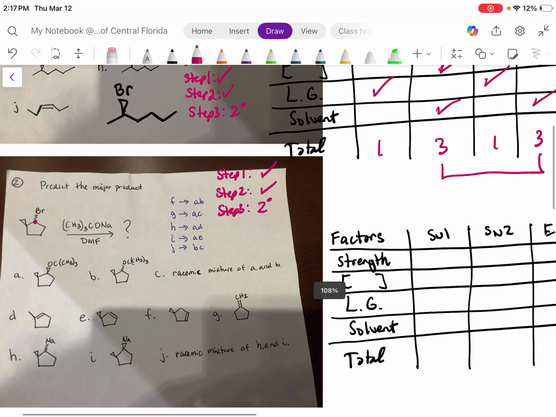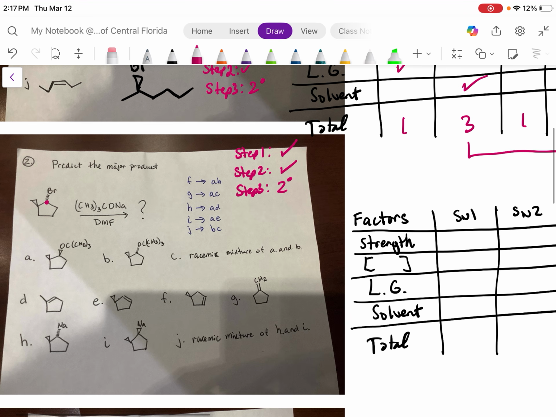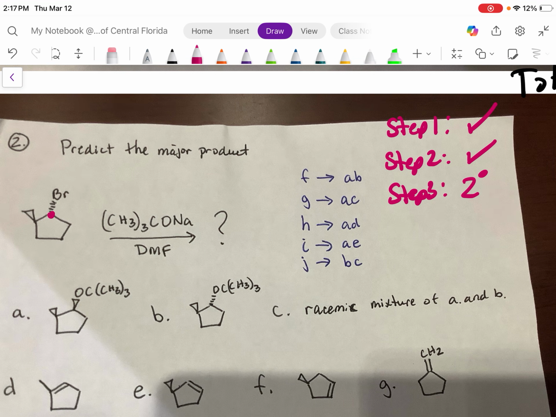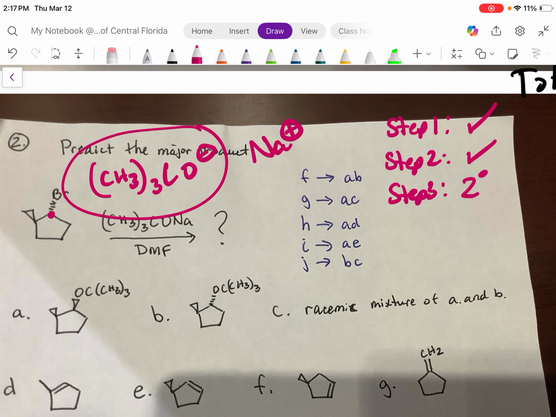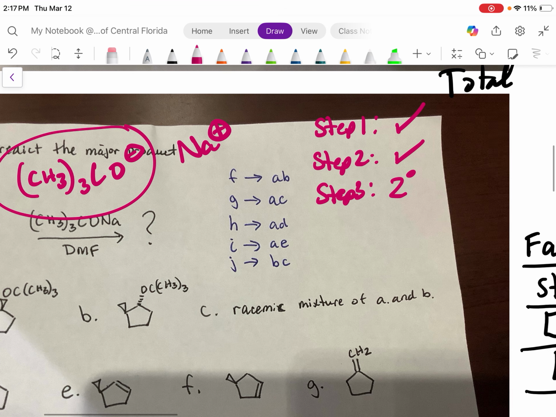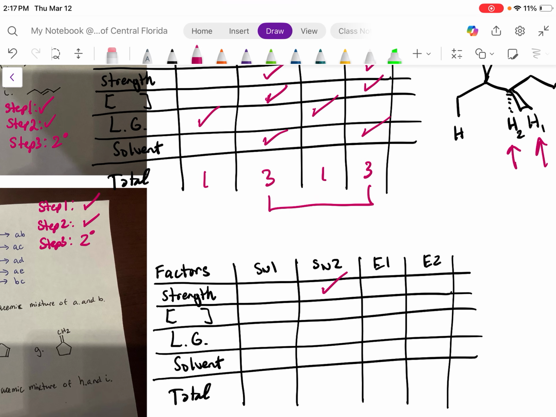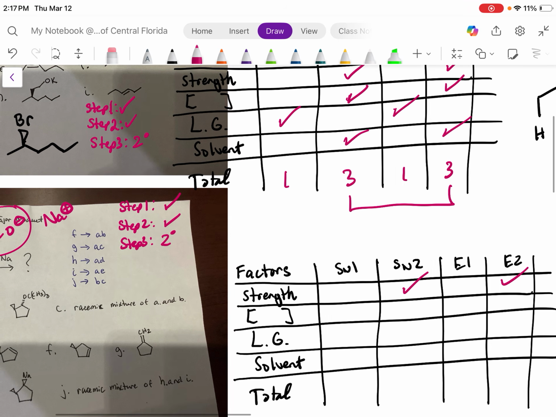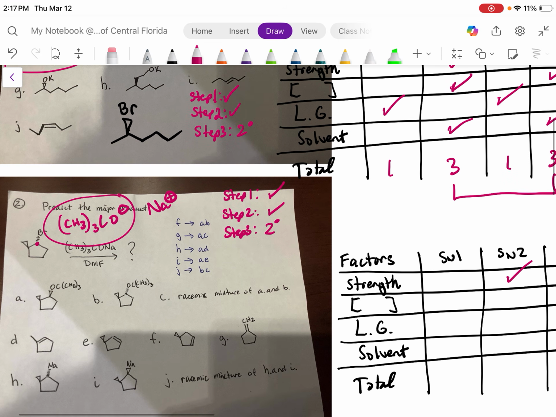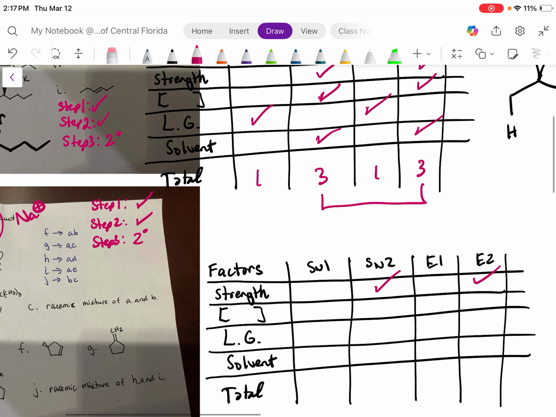So if we zoom out a little bit, strength. We look at that species right there and we notice that CH3, CO minus, and there's the spectator ion. That right there is tert-butoxide. So that is a strong attacking species. So you would check those 2 right there, but we notice that it is a tert-butoxide, which is a sterically hindered base. So no substitutions. That's not going to be possible.